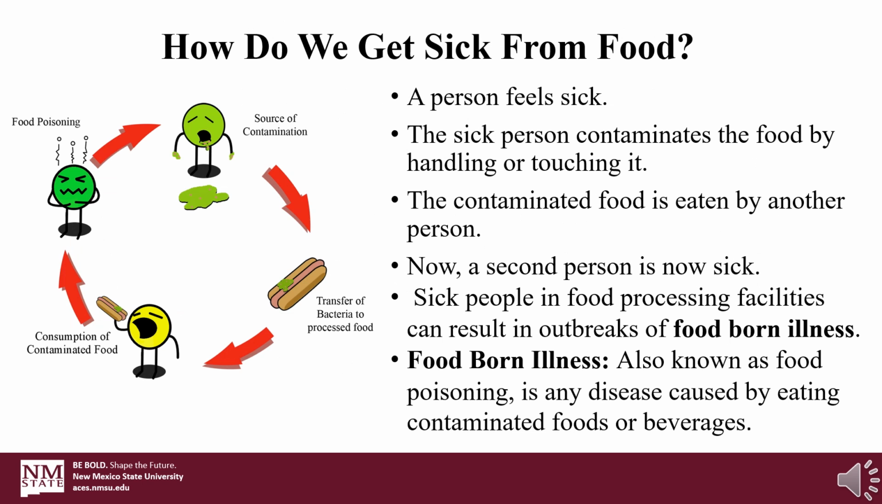How do we get sick from food? Let's take a look. Firstly, a person feels sick. Next, the sick person contaminates the food by handling or touching it. Then, the contaminated food is eaten by another person. Now, a second person is sick. Lastly, sick people in food processing facilities can result in outbreaks of foodborne illness. Foodborne illness, also known as food poisoning, is any disease caused by eating contaminated foods or beverages.